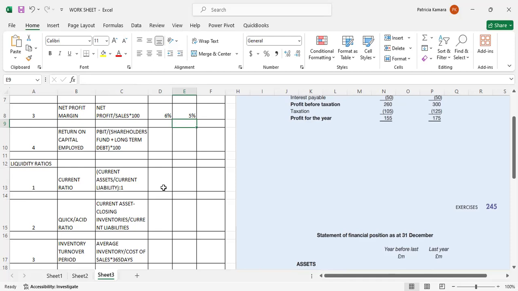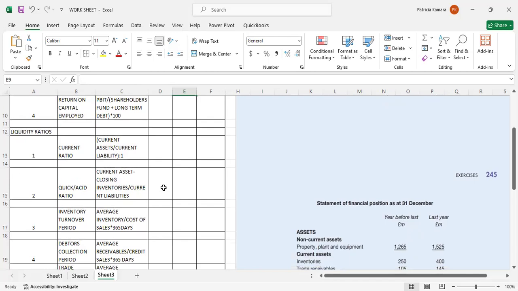So we come to liquidity ratios. Liquidity ratios, we've identified some of them, okay? So we have the current ratio, and we are being told that the current ratio is equal to current assets over current liabilities. So it is to 1. So how many times can our current assets cover our current liabilities? Current liabilities are our short-term obligations. So remember this, they are our short-term obligations.